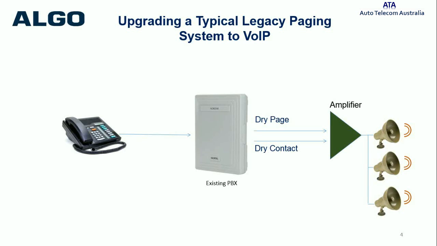So if we have a quick look at your typical legacy paging system that's in place, we've got your telephone over here. That can of course be a digital phone or an analog phone. You have your traditional non-branded PABX in here. That could be anything, Nortel, Panasonic, Samsung, doesn't matter, it's just a PABX. How we used to do it in the old days was the dry page port, which a lot of the PABXs just simply went across. They didn't have a dry contact, but some of them also had a dry contact to turn on the amplifier. Then we had our analog amplifier and our analog speakers.